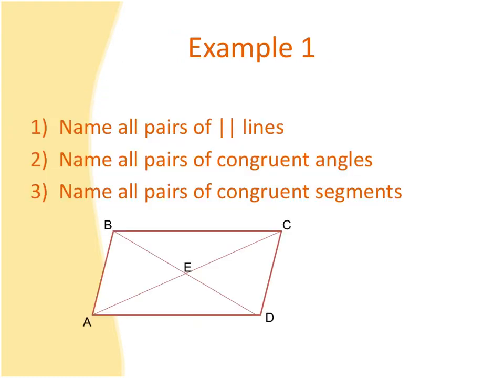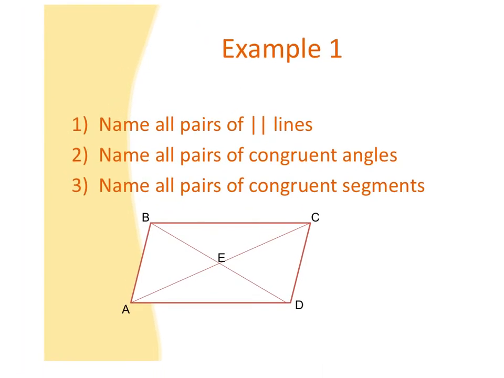Let's look at the application now. In order to answer these questions, I need to give you the information and state that ABCD is a parallelogram. So because it is a parallelogram, now I can answer these three questions. It wants us to name all pairs of parallel lines. Again, remember by definition, a quadrilateral with two pairs of parallel sides is a parallelogram.